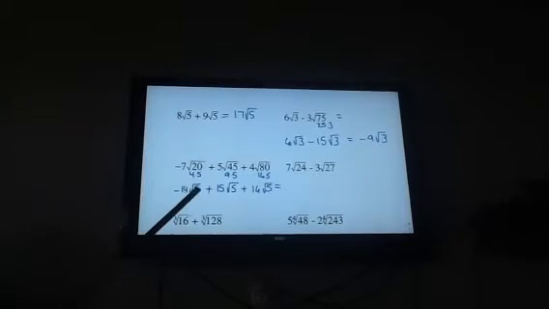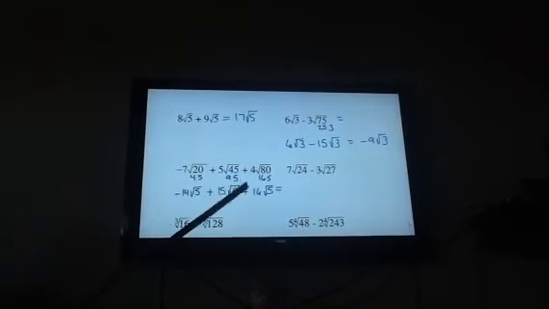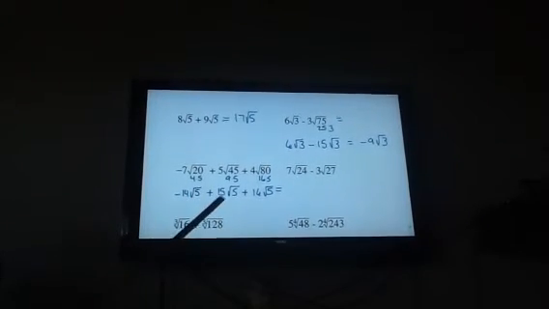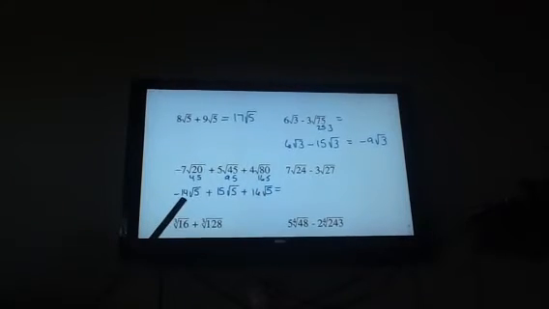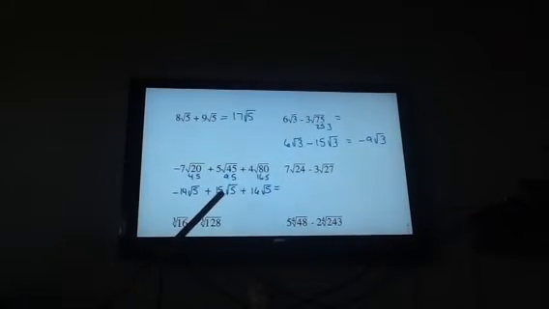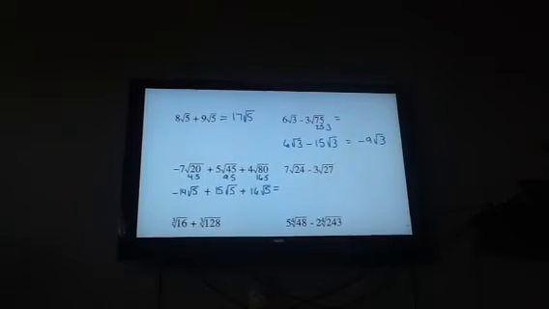So now I've made all my roots the same, they were all square roots. All the stuff under the radical is now the same. So negative 14 plus 15 is 1, plus 16, gives 17 square root 5.